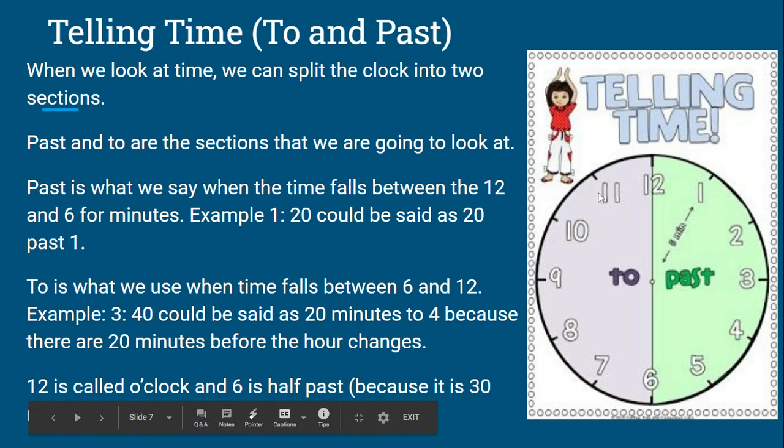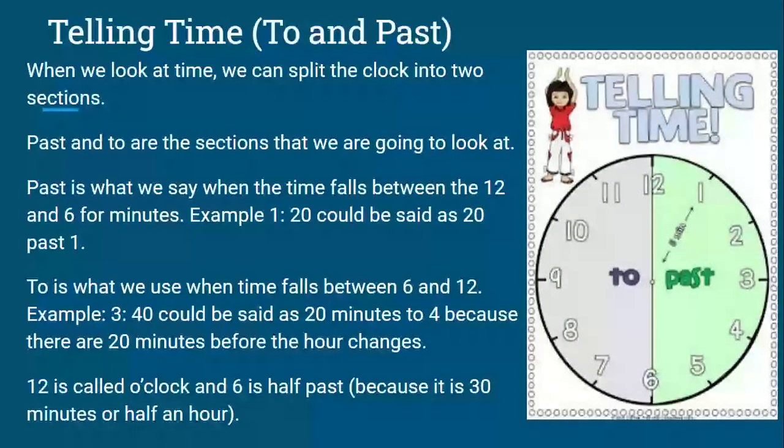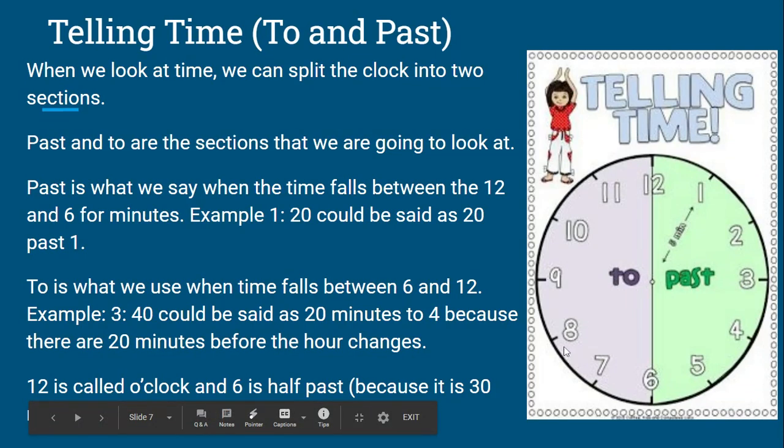Now, once it gets on this purple side of the clock, we start saying "to" because it's getting closer to changing to the next hour. So if it was 3:40, 40 falls into that purple range. So we could say, let's count how many minutes it is before the hour. So we go up by 5. So 8 is 40. So then we say 5, 10, 15, 20. So it's 20 minutes until 4. So 20 minutes to 4 is how else we could say 3:40.